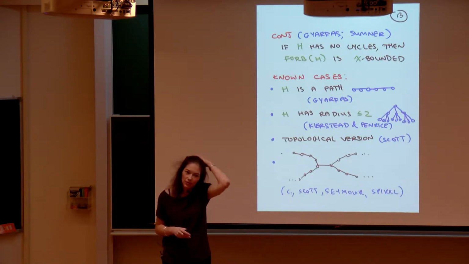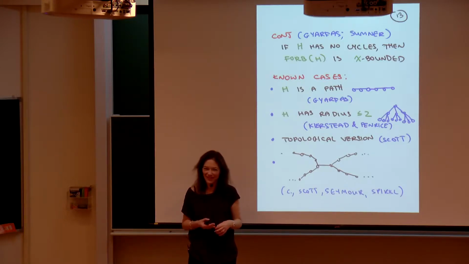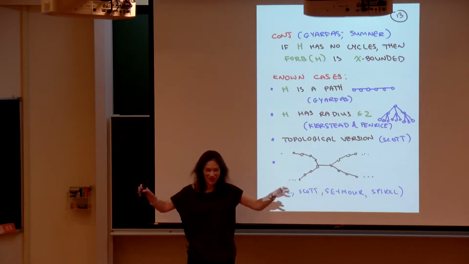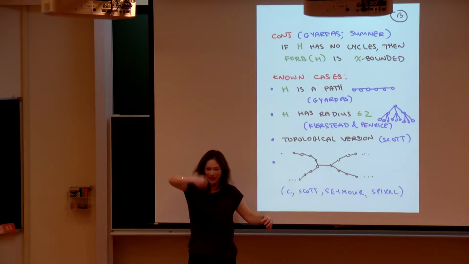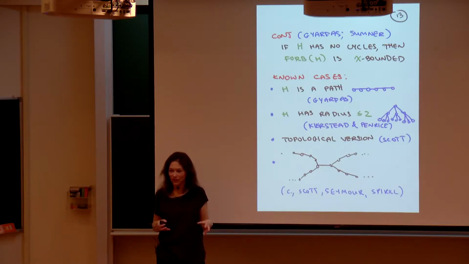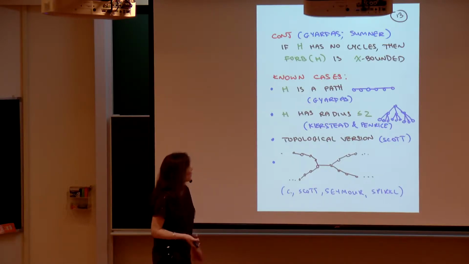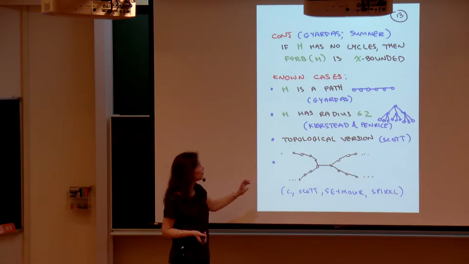By the way, I keep going back and forth between forests and trees. Every forest is contained in a tree, right? Just take all the components and add one more vertex with a neighbor in each component. So if I wanted to prove this theorem, it's enough to think about trees. That's why I won't be careful about saying forests. Okay, so Gyárfás proved it for a path.